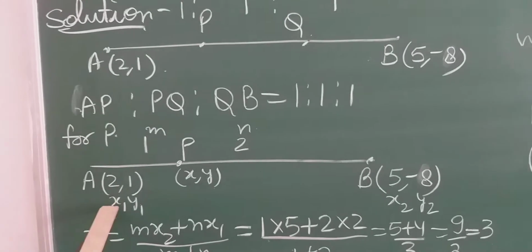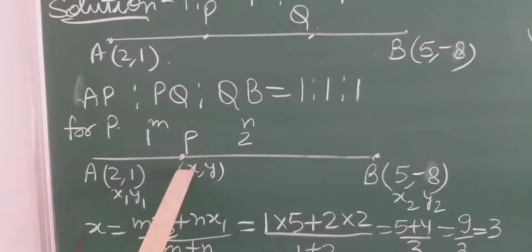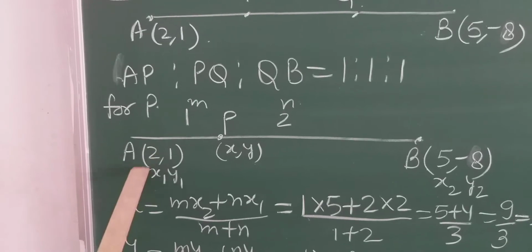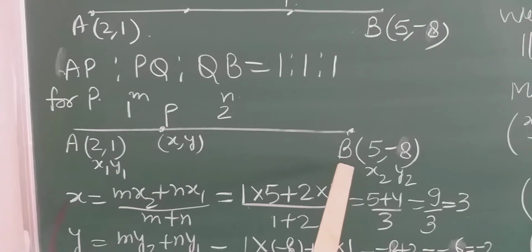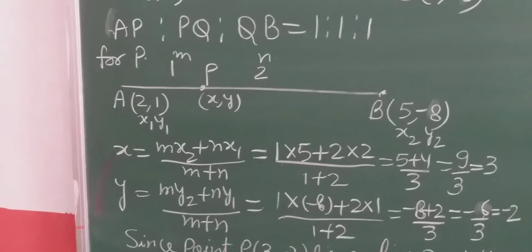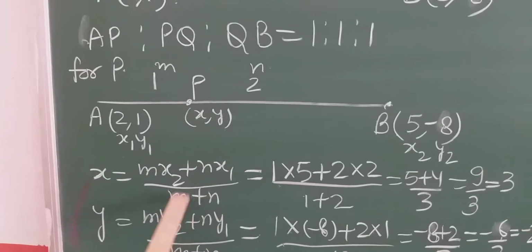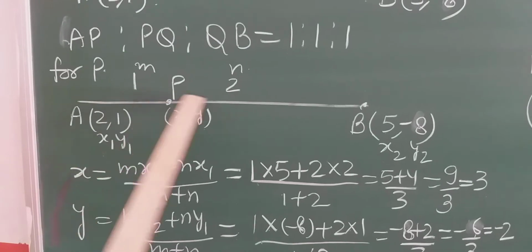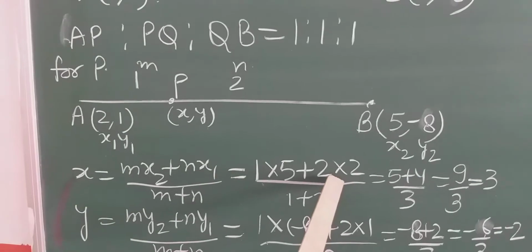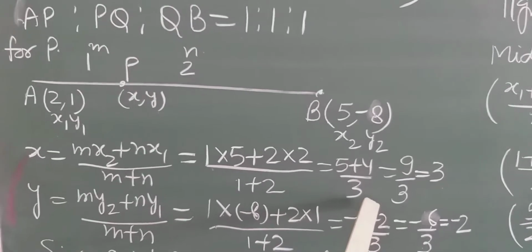And the coordinate point A (2, 1), the coordinate of B (5, -8). So we are going to find the coordinates of P, (x, y). So coordinates of A will be x1, y1 and coordinates of B will be x2, y2. So let us use section formula. x equal to (mx2 plus nx1) upon (m plus n). M value 1, x2 5, n value 2, x1 2 upon 1 plus 2. So 5 plus 4 upon 3, 9 upon 3 equals 3.